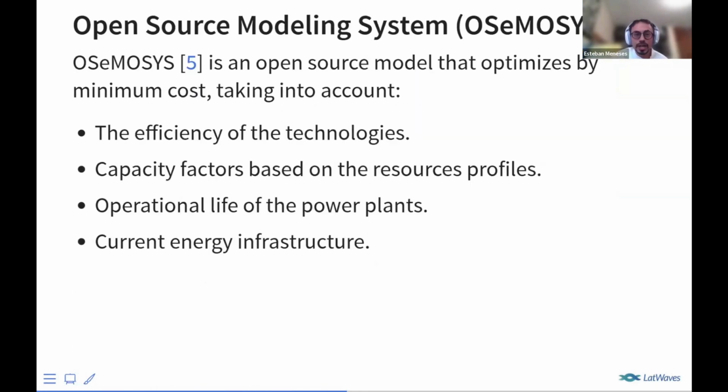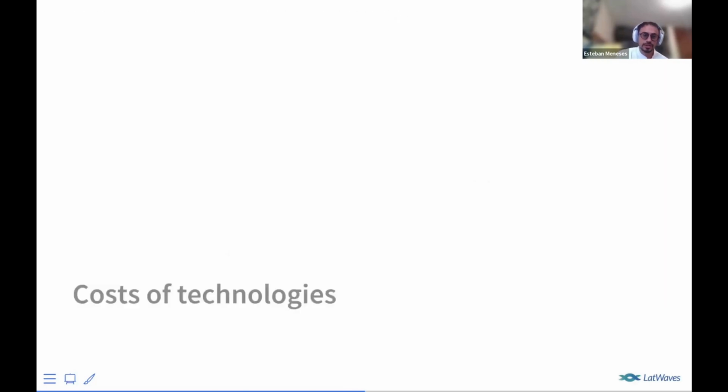For long-term planning, as you may know, we use the open source modeling system OSeMOSYS, which is a model that optimizes by minimum cost, taking into account the efficiency of the technologies, capacity factors based on the resource profiles, operational life of the power plants, current energy infrastructure, among others.